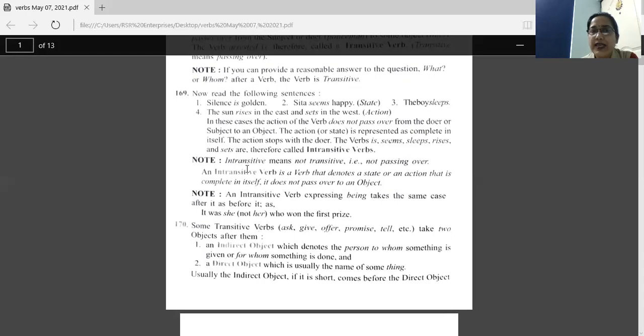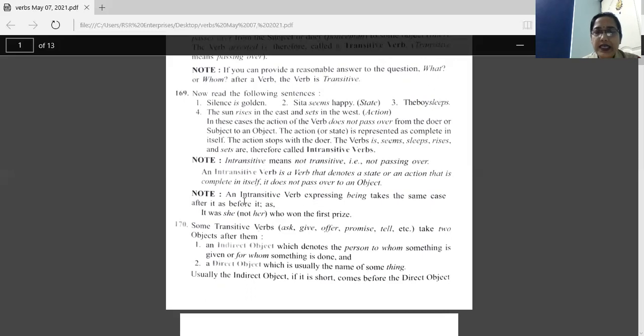Now one note is given here. Intransitive means not transitive, or not passing over. Transitive means passing over to the object, and intransitive means not passing over or transferring to the object. So when you don't have any object with the verb, but the sentence is giving complete meaning, that time the verb is known as an intransitive verb. An intransitive verb is a verb that denotes a state or an action that is complete in itself. If a state, a situation or an action is given, and it is not carrying an object, it is complete in itself, that time it is an intransitive verb. It does not pass over to an object.